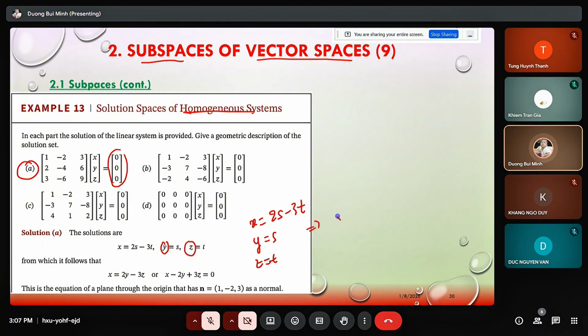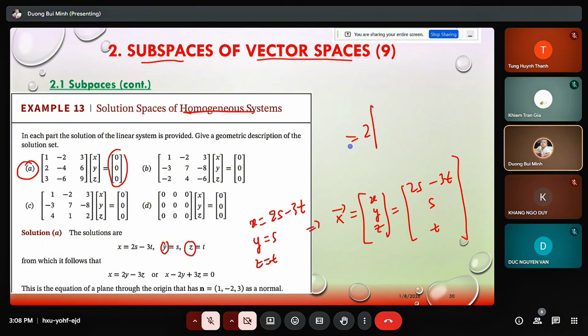So if we indicate the solution vectors, we have x, y, z equal to what? 2s minus 3t, s and t, right? Then if I take s outside, you can get what? 2, 1, 0. Okay? And t outside, we can get what? Minus 3, 0, 1. Right? Okay?